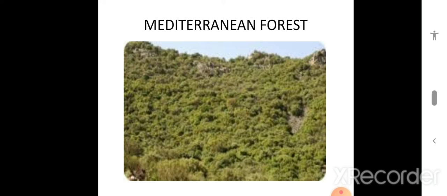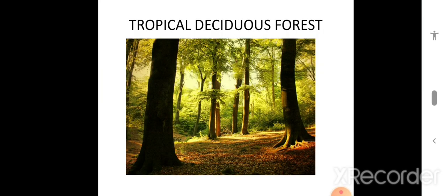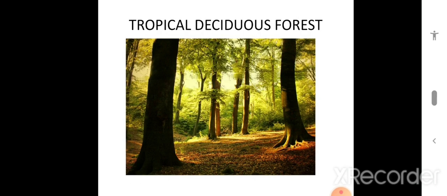I hope you understood about tropical evergreen forest, tropical deciduous forest and Mediterranean forest: the location, features and the animal life we can see in these forests.